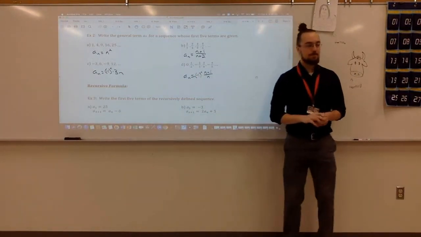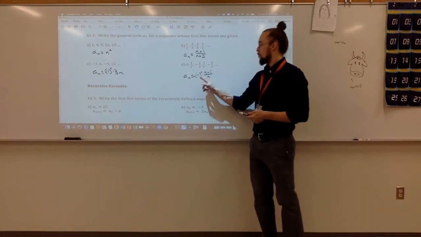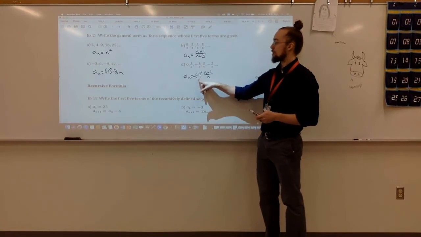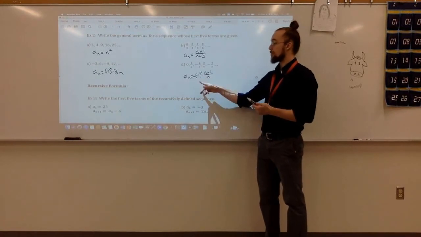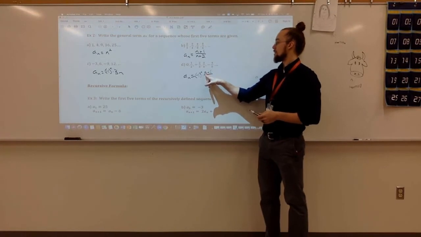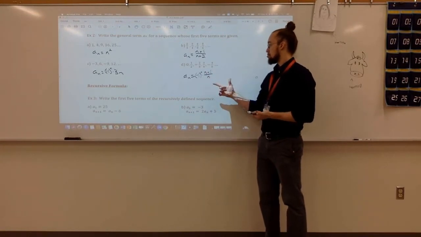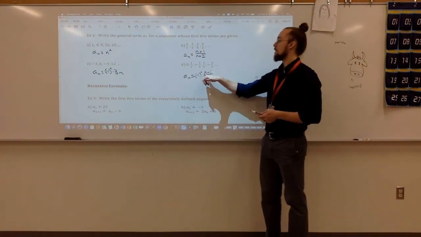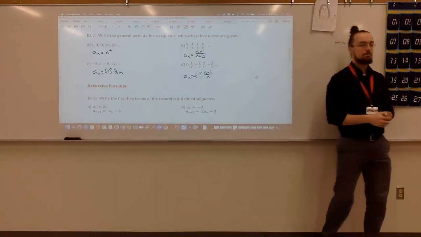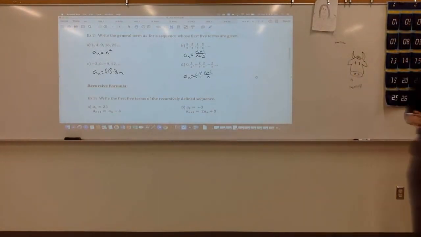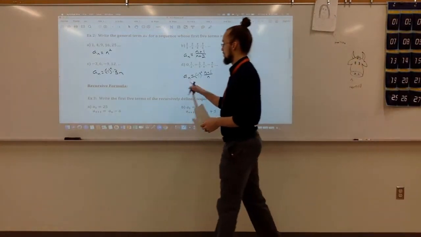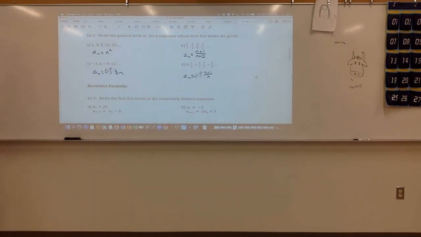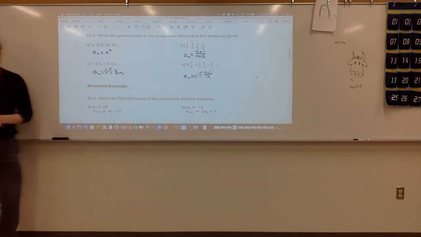Let's try it. If we plug in 1, that'll still be 0. If we plug in 2, negative 1 to the second would be positive 1 times 1 over 2. If we plug in 3, negative 1 to the third power would be negative 1 times 2 over 3. That works. All right. So to deal with alternating signs, we're going to have negative 1 to the n power. Questions on those?